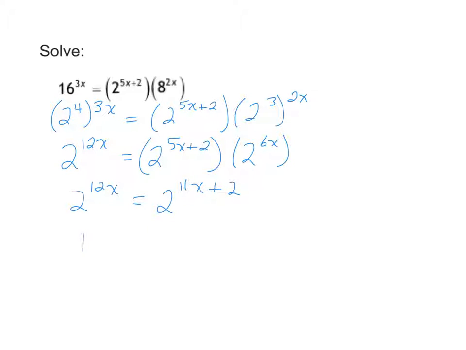Now I can get rid of the 2's, so I have 12x is equal to 11x plus 2. So what's x equal? 2. Subtract 11x from both sides and you get x equals 2.